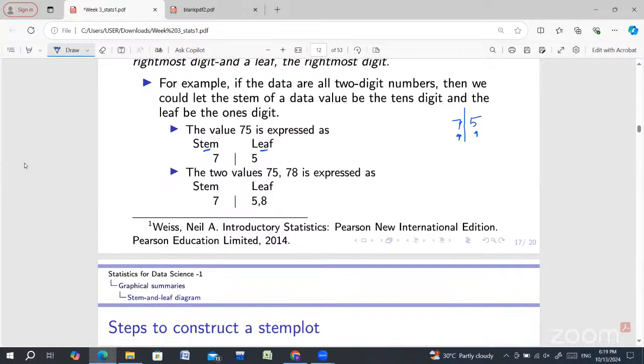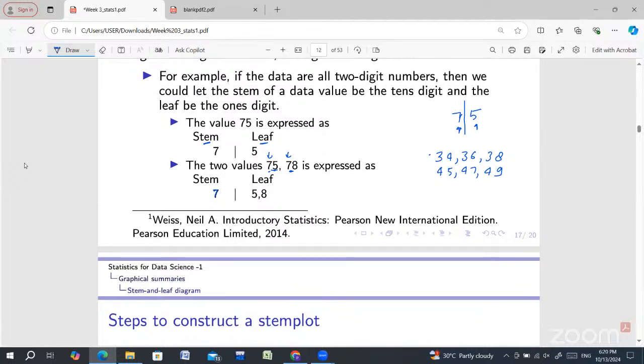Suppose you are given two numbers, 75 and 78. The stem is the same for both, 7. And the leaf will be 5, 8. Now take another example. Suppose you are given 34, 36, 38, and 45, 47, and 49. Now you have to make a stem and leaf plot for this small data.